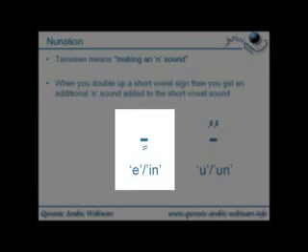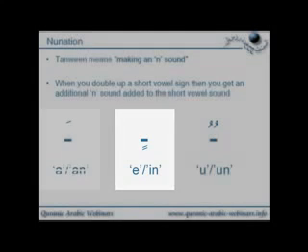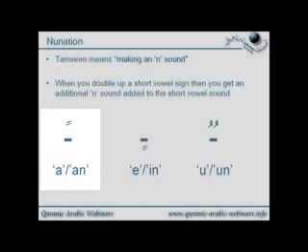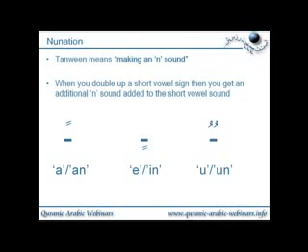The same happens with the kasra. Normal kasra gives an E sound. If you double it up, you get an In sound, so the E becomes In, so you just add an N to the E sound. And if you double up the fatha, you get an An sound, so adding an N to the A sound. So we have Un, In, An.